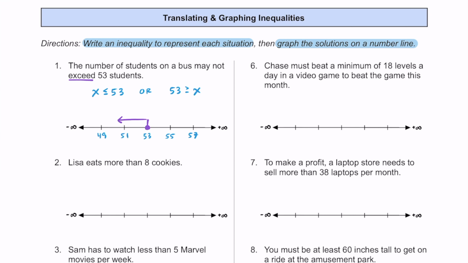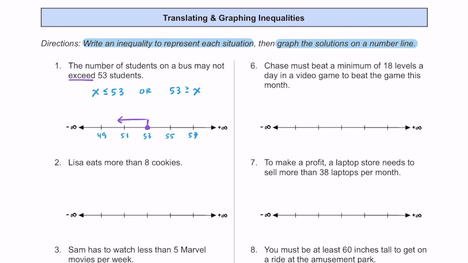And you're going to see a pattern: if you write the variable on the left side, like in number 1, the symbol kind of matches the arrow, right? So our arrow is going to be pointed to the right this time. So let's put this 8 right in the middle, and then I'm going to jump by 2's, just like I did in number 1, and put these numbers on here. Now, the number of cookies can't be 8, so we have to put an open circle on 8 and then draw an arrow to the right. She eats more than 8 cookies, so anything to the right of that. Notice how this symbol here matches this one as well.